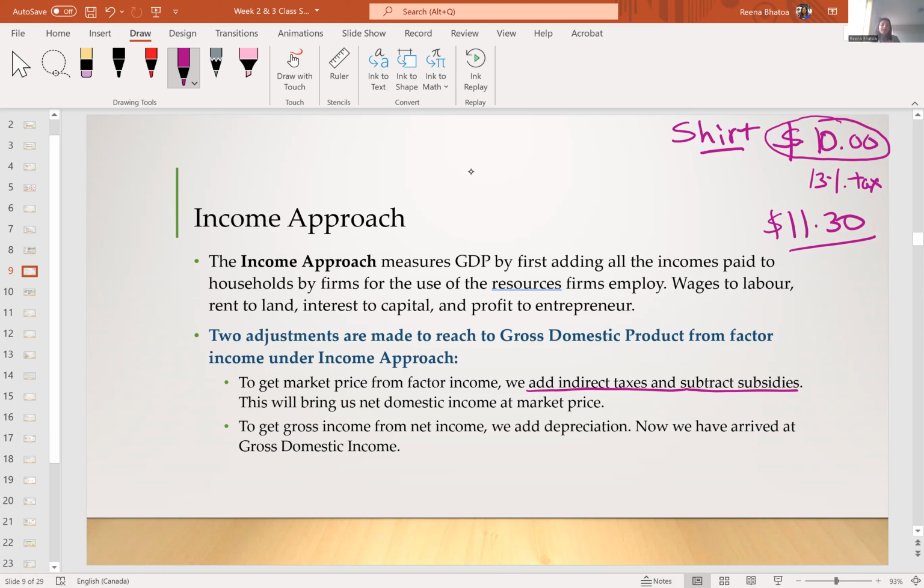But you pay $11.30 in the market. So your expenditure, consumption expenditure, is $11.30, but your income on the other side is $10. Where did this $1.30 go? Right? The question to think about is, where did this $1.30 go?